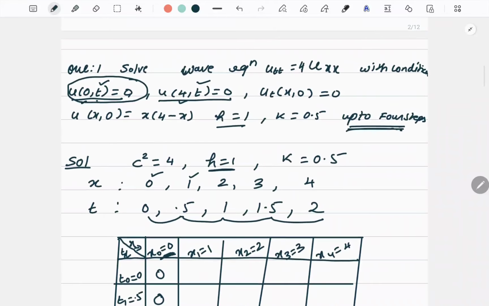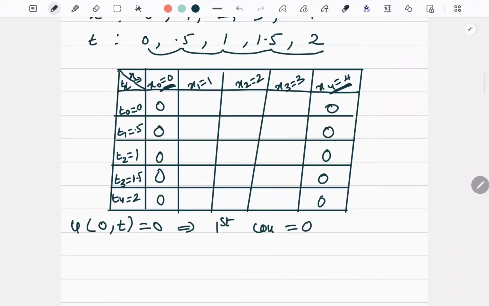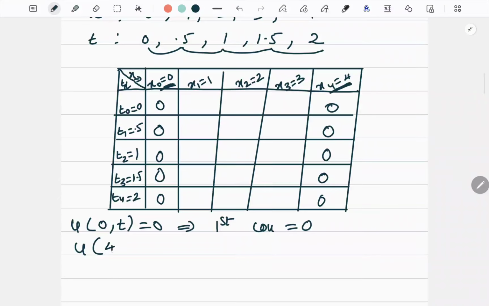Now, look here. u(4, t) means x is 4 and t is changing. Where is it? See here. X is 4 and down if I am moving, t is changing. So this is also 0. So what can I write? u(4, t) is equal to 0 implies last column is 0.